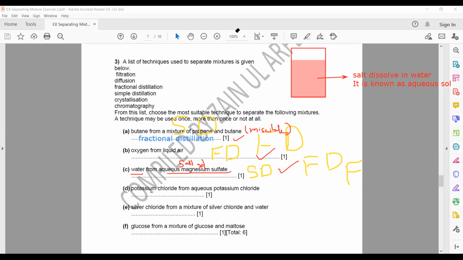So you cannot use filtration. Why? Because filtration is used for insoluble salt. But we need this dissolved salt from the mixture or solution. So the technique which we can use is crystallization or evaporation. But evaporation is not given, so we'll write crystallization. Is it clear?